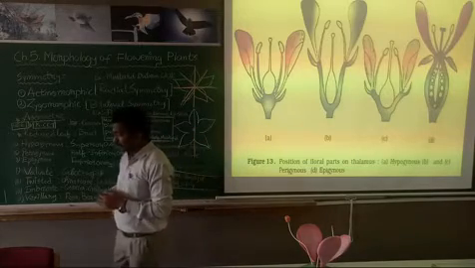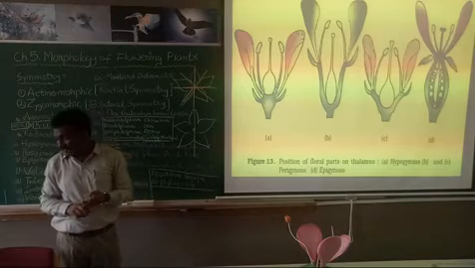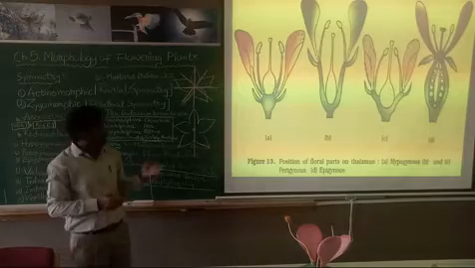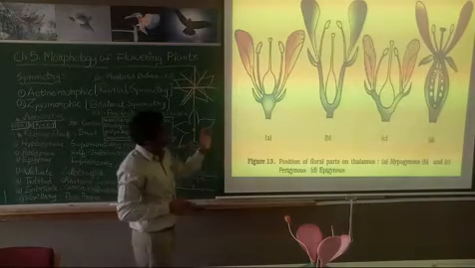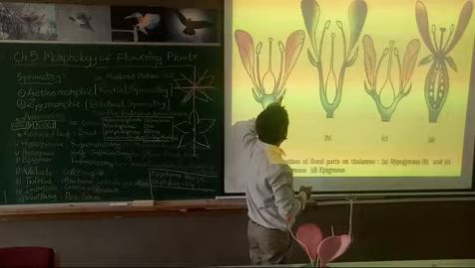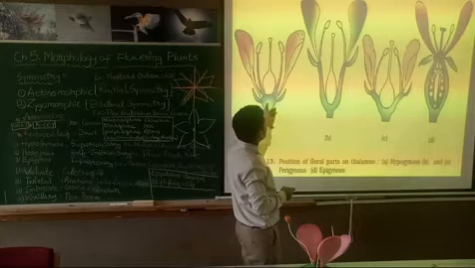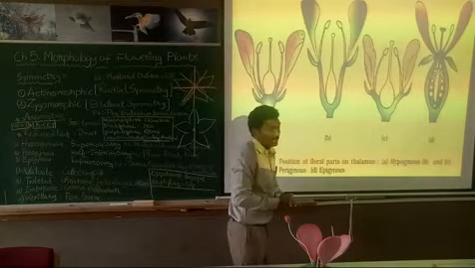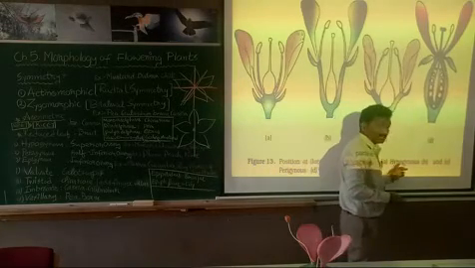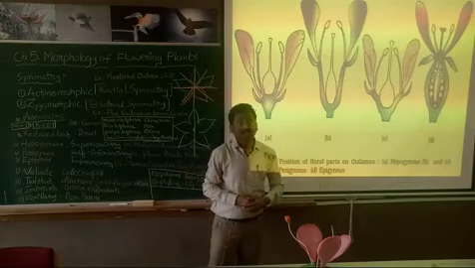So based on the position of calyx, corolla and androecium, and even with respect to the ovary on the thalamus, here you can see calyx, corolla, androecium, gynoecium. They are present on the thalamus. With respect to the position of the ovary, they are divided into 3 categories: hypogynous, here you can see the first one, second one perigynous, and third one epigynous.